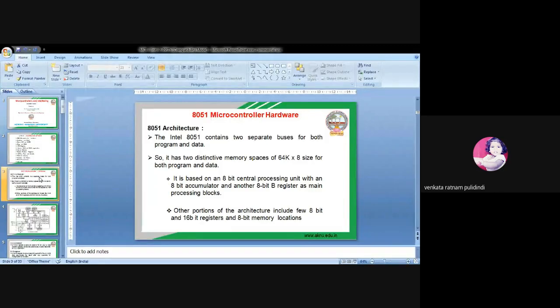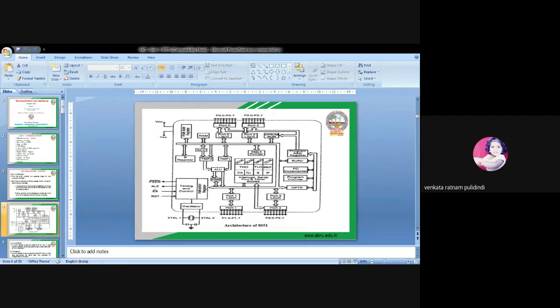Okay. Now let's see the internal diagram of the 8051 microcontroller. So this is the architecture of the 8051 microcontroller. Is it visible? Hello? Yes, sir. Visible. Clear? Yes, sir. Okay, now I will expand one by one.